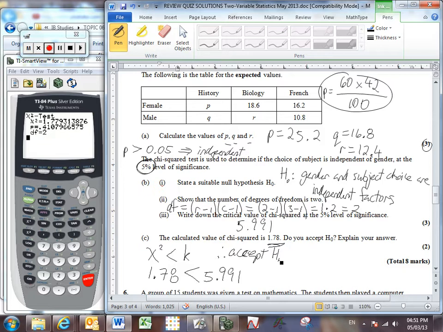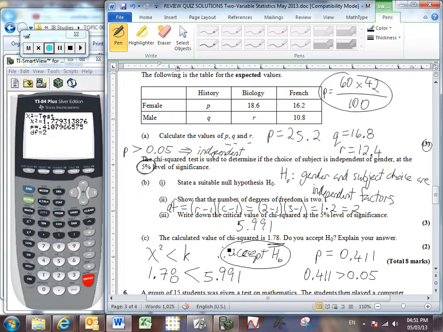We could have also compared our p-value to 0.05. Because p is up at 0.41, 41%, it's easily bigger than 5%. So you could say that our p-value is equal to 0.411 if I round to 3 sig fig, and because 0.411 is greater than 0.05, which is our 5% significance level, that's another reason for why we do accept H0. You don't need to give both reasons, you only need to give one of them.